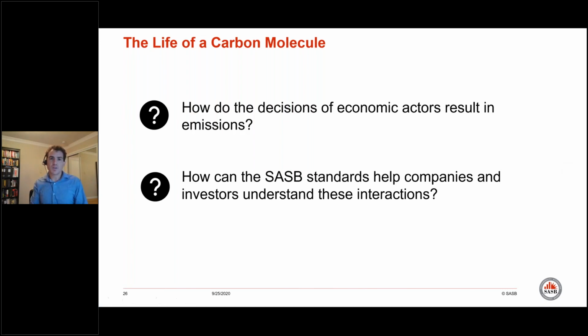So in this example, we're going to focus on two questions. Number one, how do the decisions of economic actors result in emissions? And then number two, how can the SASB standards help companies and investors understand these decisions and their upstream and downstream implications?